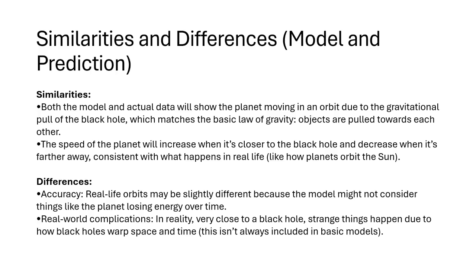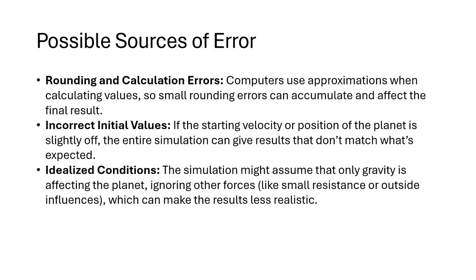So for the similarities and differences, the similarities is that both models will show you how a planet moves around something that has gravitational force, and the speed of the planet will increase when it's closer to the black hole because of the gravitational force, but it'll slow down as it moves further. But for the differences, obviously there's accuracy issues because real life orbits might be slightly different because the model might not consider things like the planet losing energy, and also in the real world there are way more factors that could affect the motion of the planet, and way more forces that could be acting on it that are just not shown through the computational model.